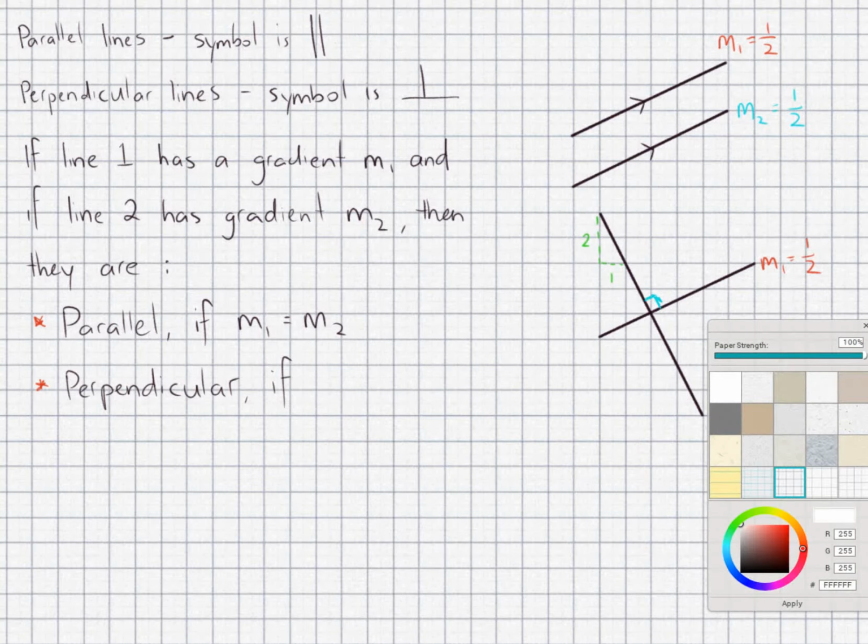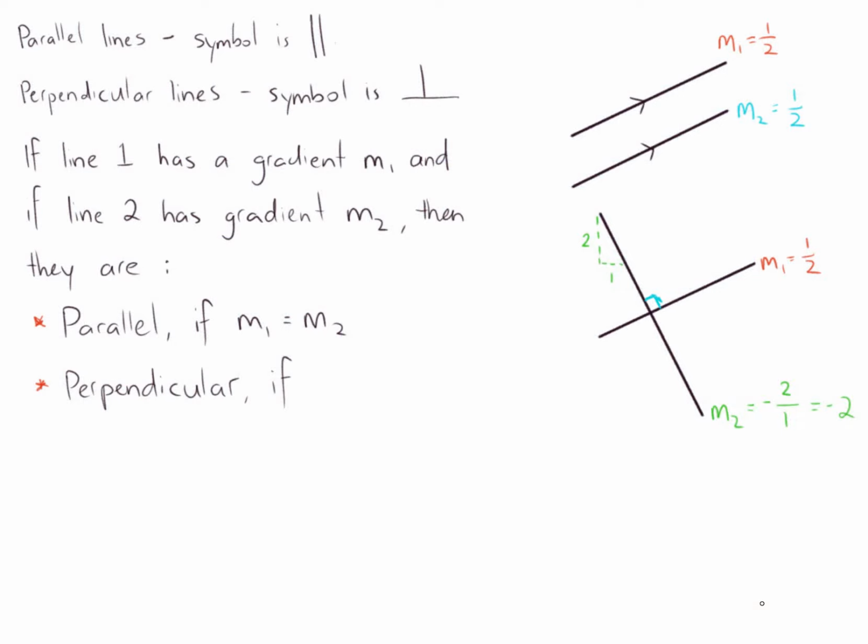So let's go back to what we were writing over on the left. That two lines are parallel if the gradients are equal, but two lines are perpendicular if m1 multiplied by m2 gives us negative 1. See how 1/2 times negative 2 gives us negative 1? Alright, that's just one example. Any set of perpendicular lines, when we multiply the gradients, we'll get negative 1.